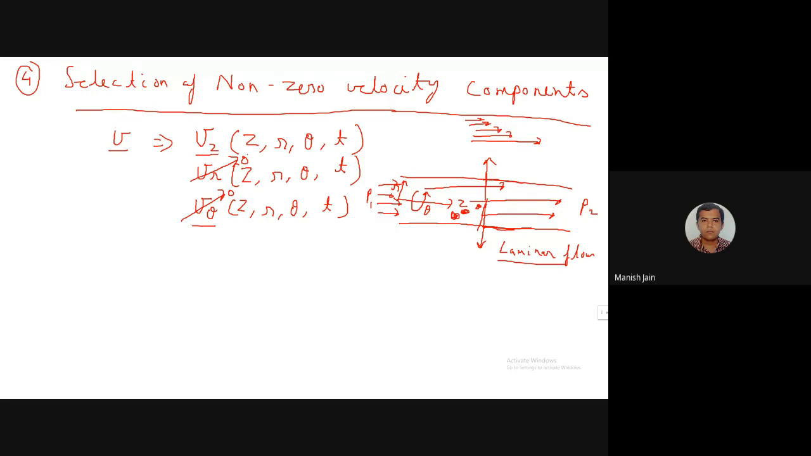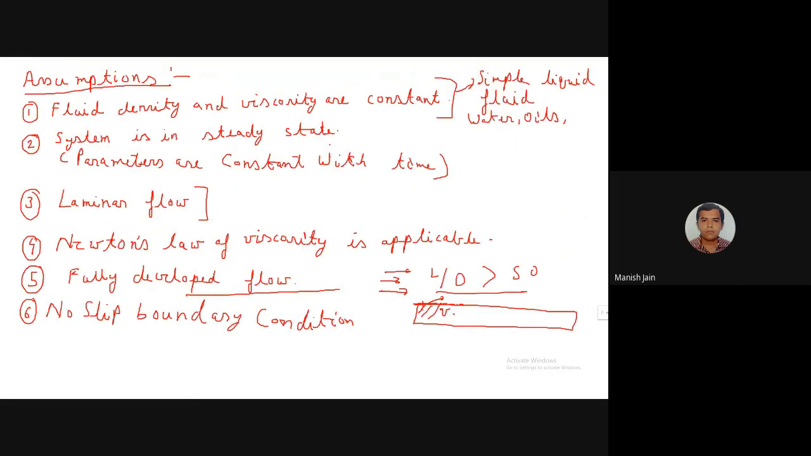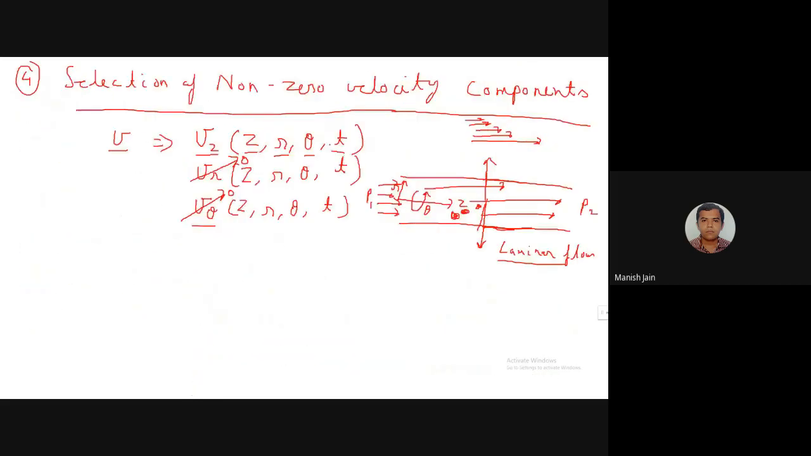Now Vz may depend upon Z, R, theta, and T. We have assumed steady state. Steady state means all parameters are constant with time, independent of time. So Vz will also not depend upon time due to the steady state condition.